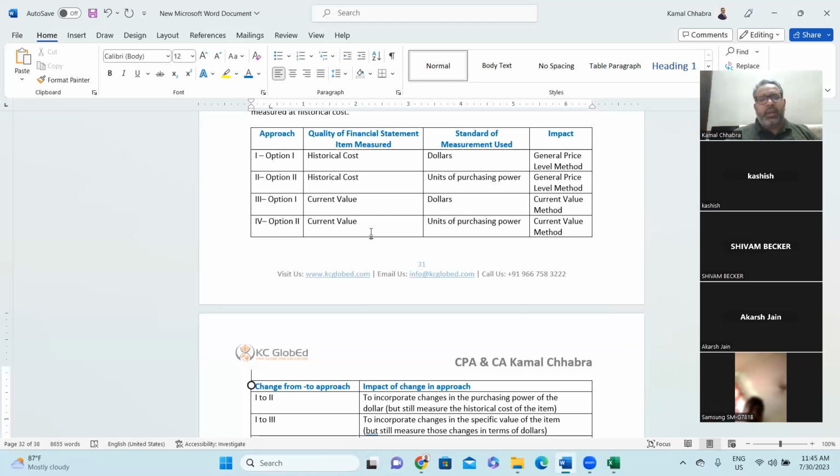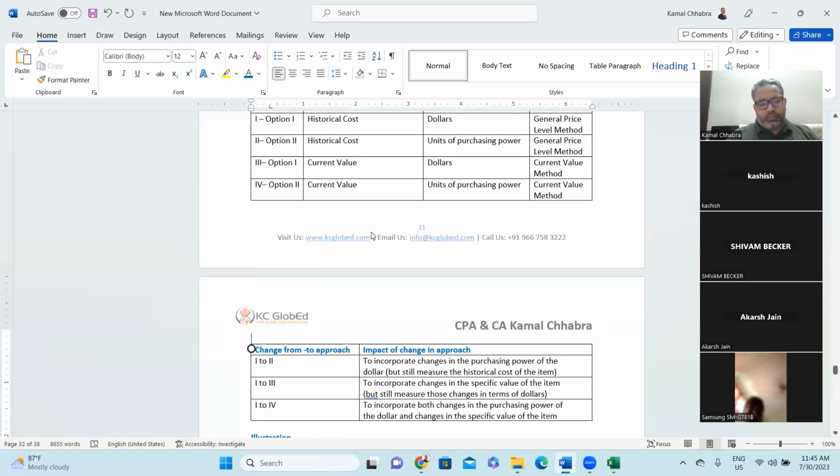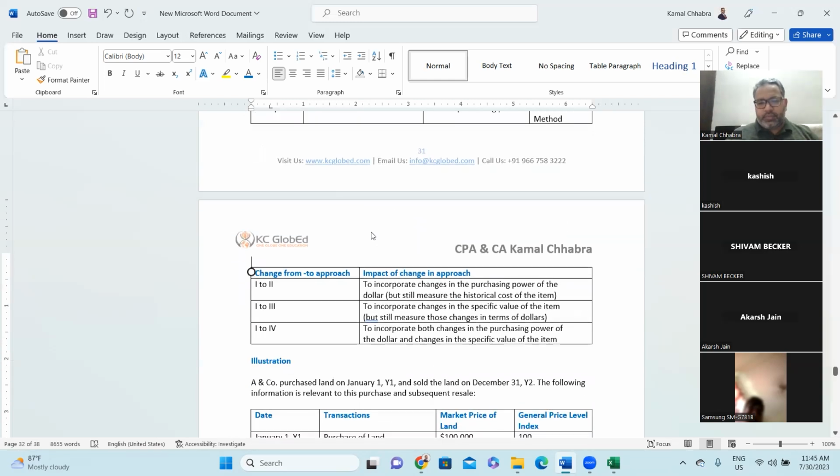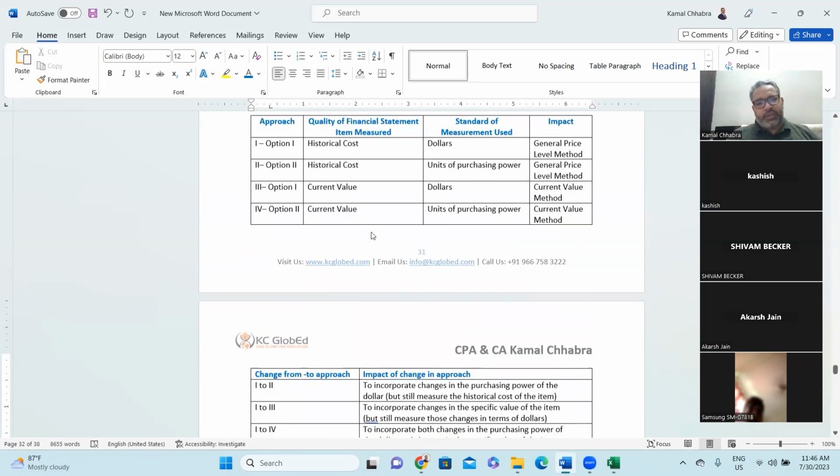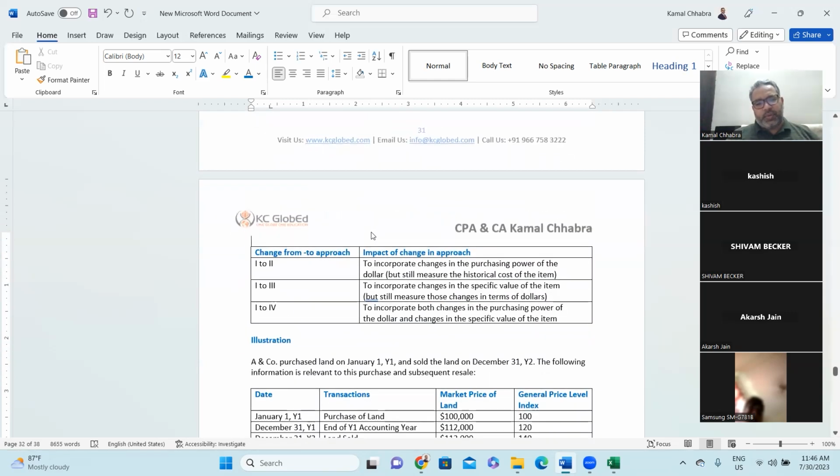हाँ, जो आपने कहा 80,000 हो गया या 125 हो गया, उसके अंदर फर्दर कोई एडजस्टमेंट भी होगी ना परचेजिंग पावर की, या मैं कुछ गलत समझ रहा हूँ? नहीं नहीं, होगी। Right, to incorporate the change in a specific value of the item, but still measure those changes in a dollar value. And if it is moving from normal $100 to the fourth category, which is your current value using purchasing power index, then incorporate both the changes: purchasing power of the dollar and changes in specific value of the item.